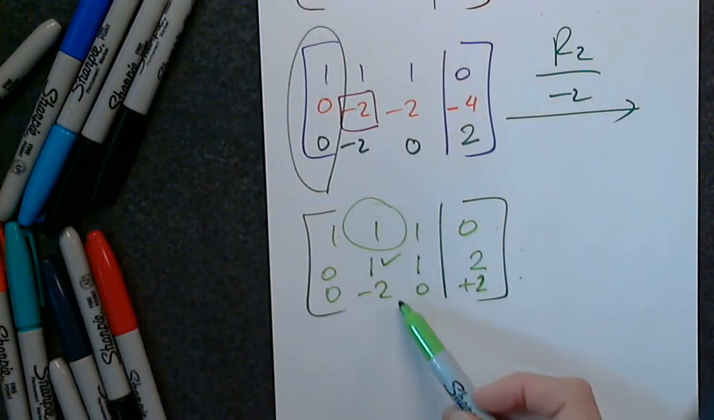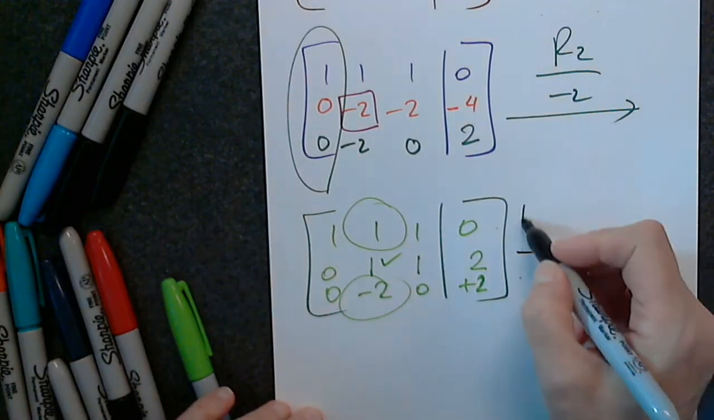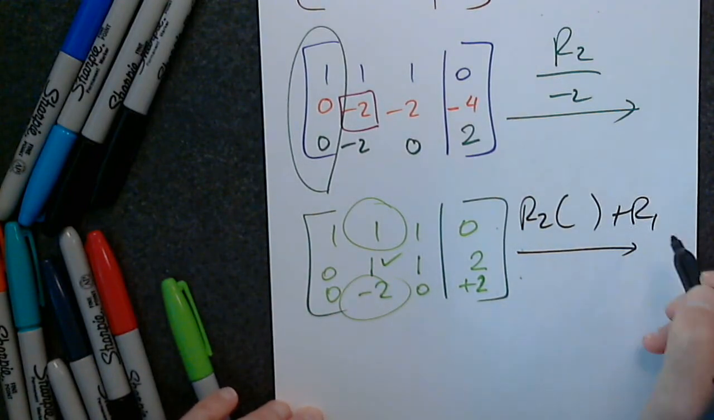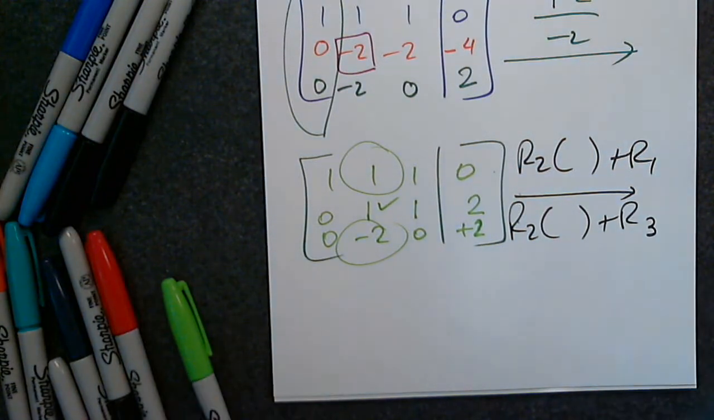Now I want these to disappear. Which row am I using next? It must be row 2, indeed. Very good. So I multiply row 2 by something to add it to row 1, and row 2 by something to add it to row 3. What do we multiply row 2 by to add it to row 1 and eliminate that 1?